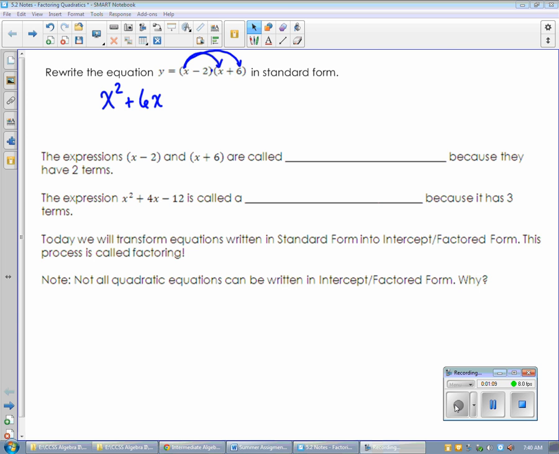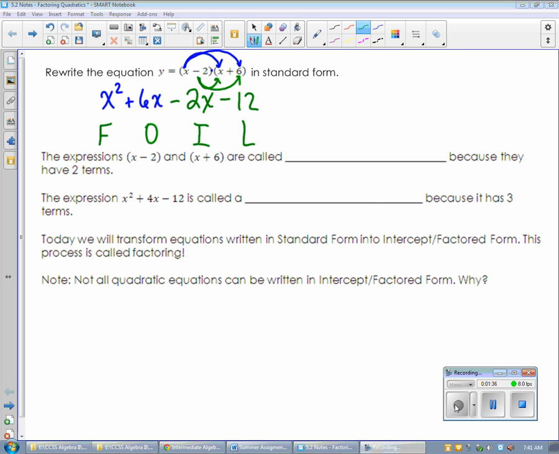I then want to distribute the negative 2. And so now I'm distributing my inner terms. So x squared, that is my F. Those are my first terms. The 6x would be my outer terms, because both the x and the 6 are the outer terms. If I multiply the negative 2 times x, those are considered my inner terms. And that's where the I comes from. And then I also need to distribute the negative 2 to the 6, and that gives me a negative 12. That's my last term. And so that's why we call it the FOIL method. But it's really just an extension of the distributive property.